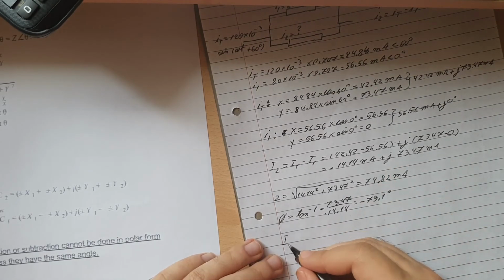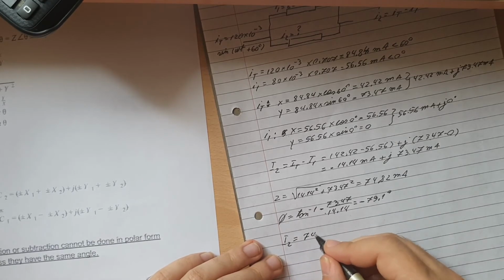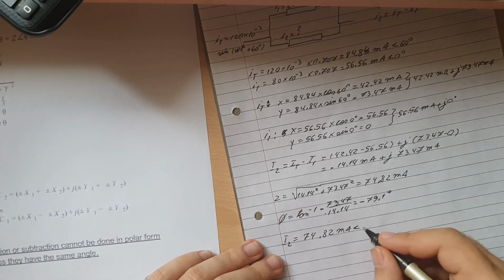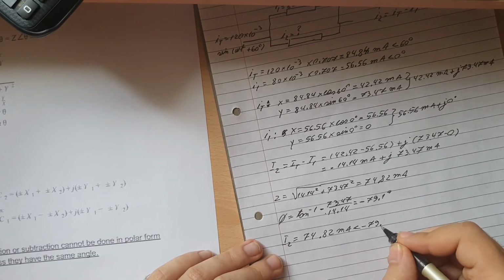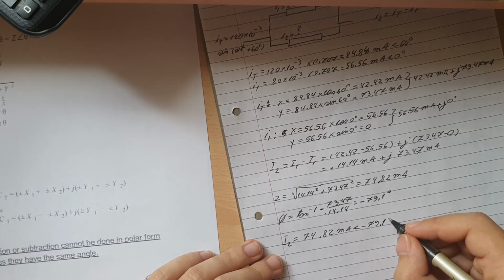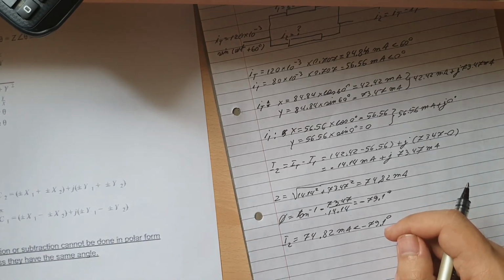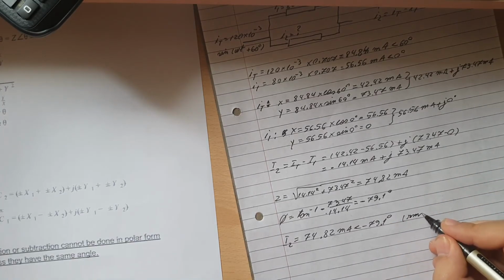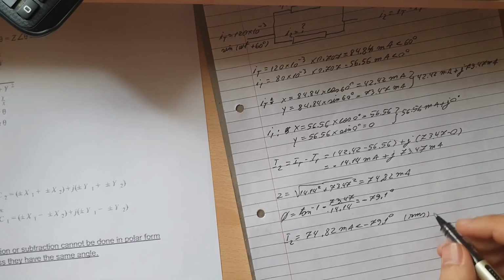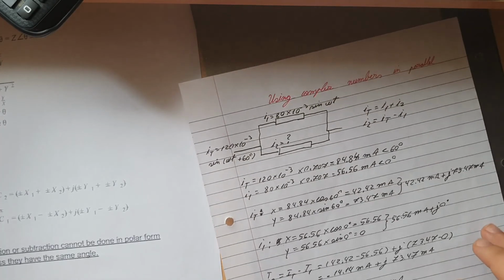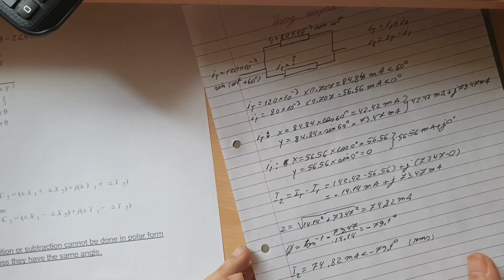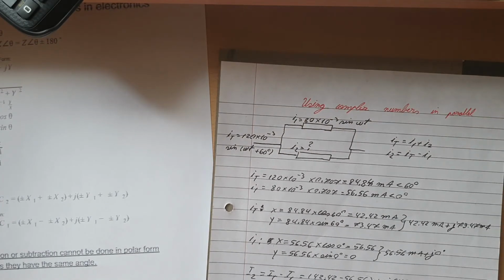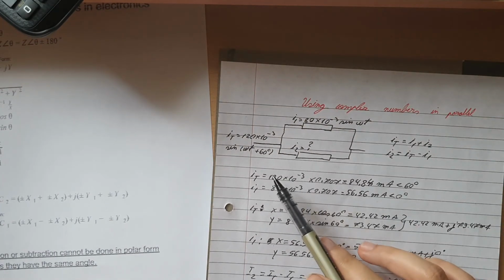So then I2 is equal to 74.82 milliamps at an angle of minus 79.1 degrees. All right, and now this one is in the RMS form, so now we're just making it to a normal form. And again, it might seem confusing, but it does actually work. You may think, well, there is no way for it to work, you know, this one is minus 79.1 in the phase, while this one is plus 60 degrees in the phase.